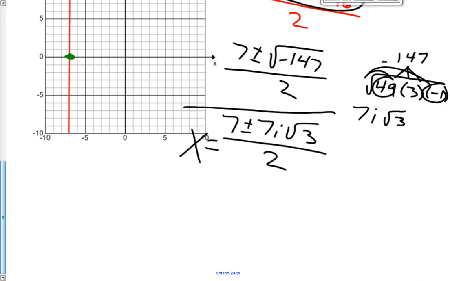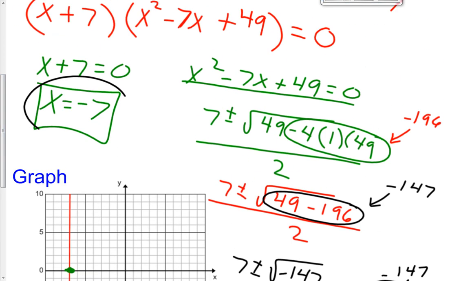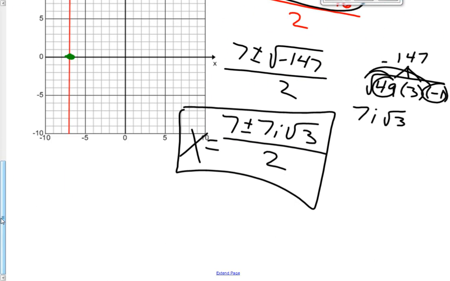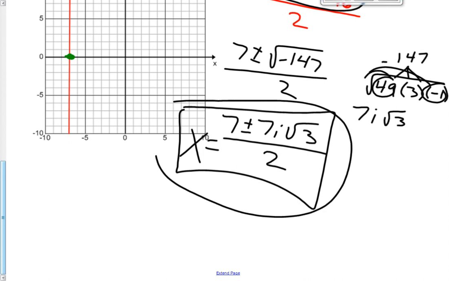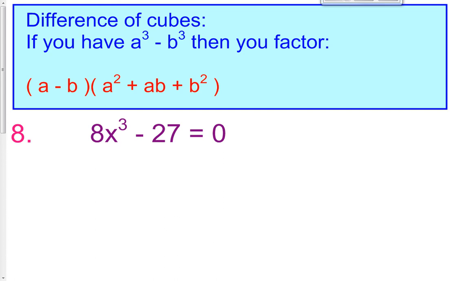x equals that. So my two answers, the first one was a piece of cake to find, x equals negative 7. The other two are more difficult because I had to use the quadratic formula. This one right here. Alright, let's try that one more time. You guys pause the video and try that one on your own.